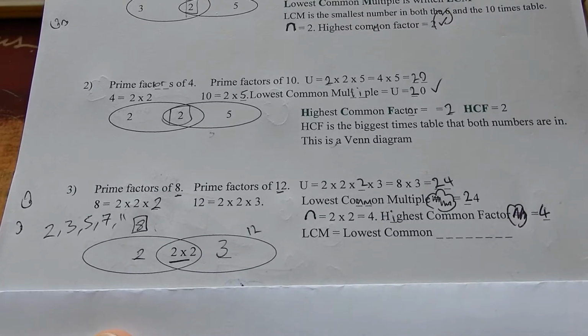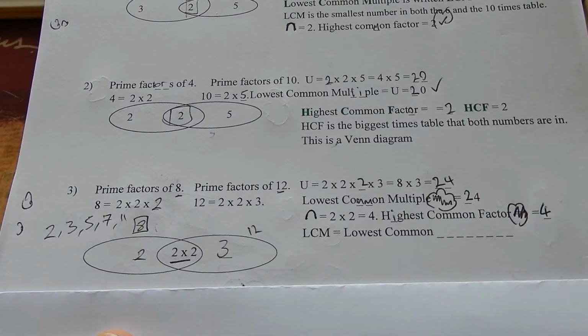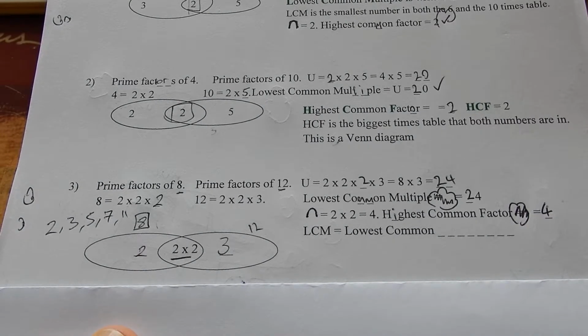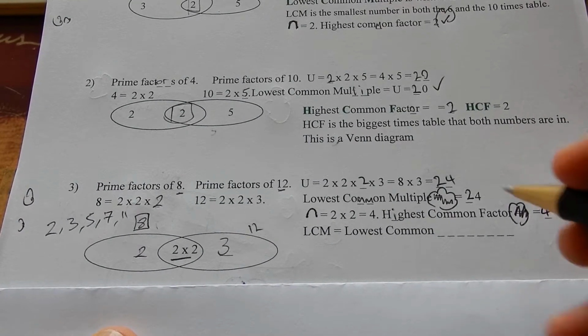I think I'll get rid of that, edit my page a bit. The lowest common multiple, LCM, the highest common factor is 4, the lowest common multiple.